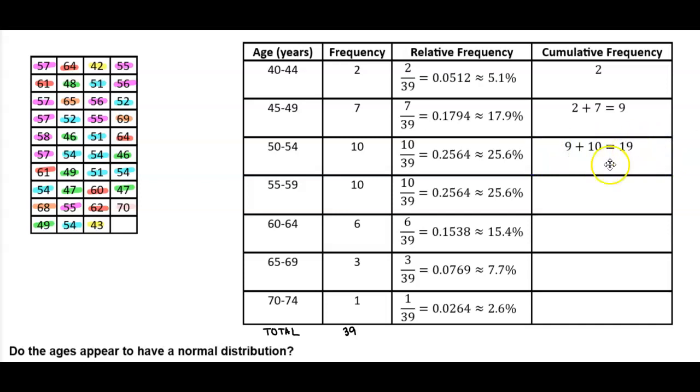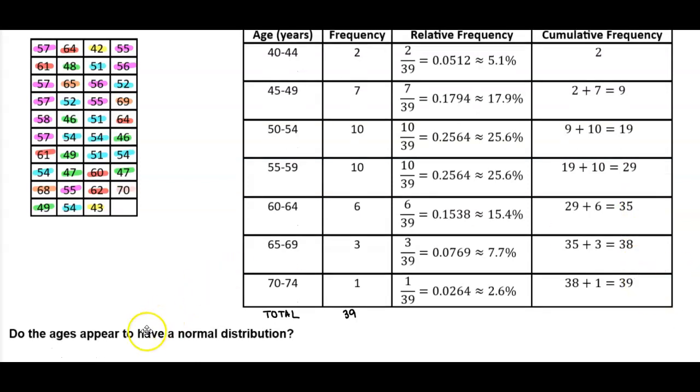Now we're going to take this 19 and then add that 10. So 19 plus 10 is going to give us 29. If we take 29 and now add the 6 of the frequency, 29 plus 6 gives us 35. If we take 35 and then add 3, that gives us 38, and then 38 plus 1 is going to give us 39. So that should give us the total amount of frequencies, so you can see how that matches. But this is the cumulative frequency.